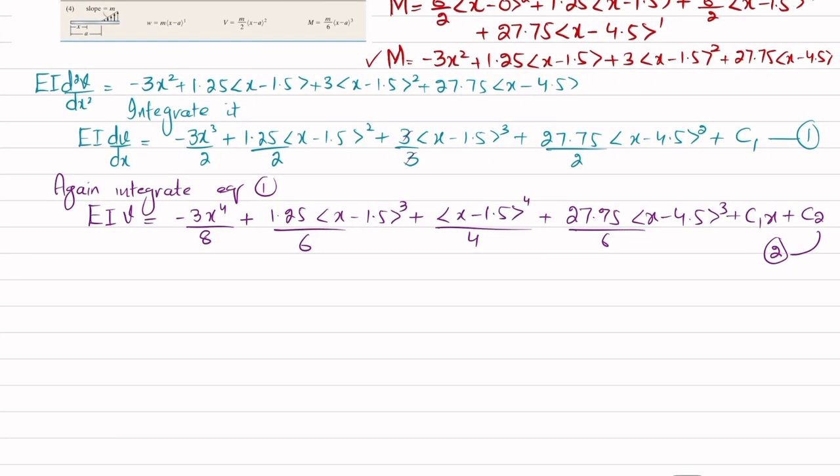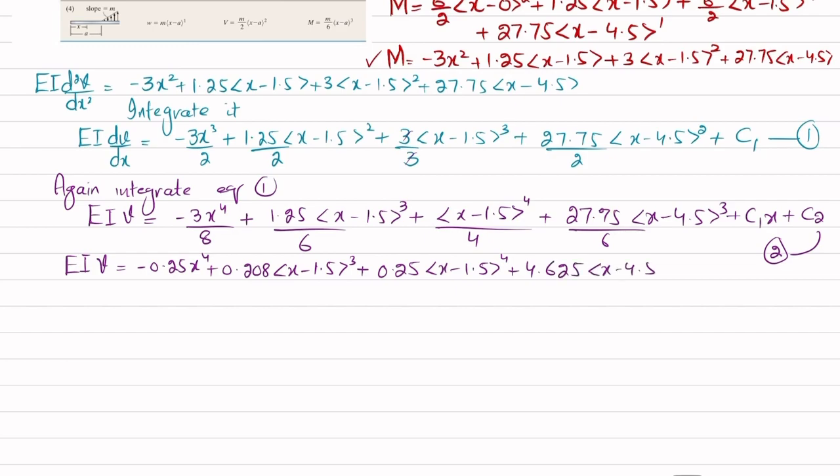So if you further simplify it, you will get EI into v is equal to minus 0.25 x power 4 plus 0.208 into x minus 1.5 times cube plus 0.25 into x minus 1.5 whole power 4 plus 4.625 into x minus 4.5 times cube plus C1 into x plus C2, which we will write as equation 2 because this is the simplest.